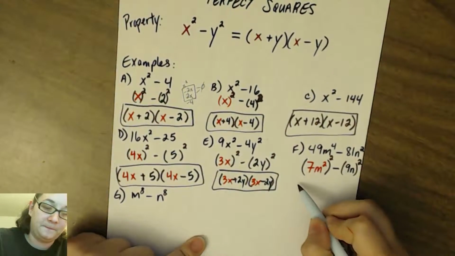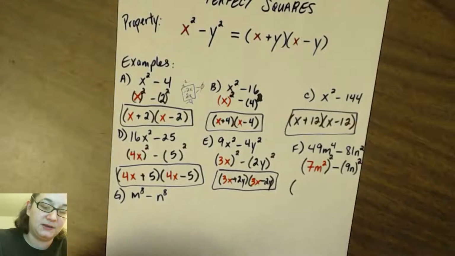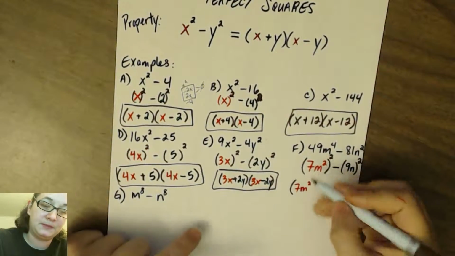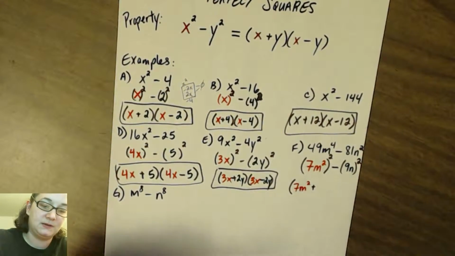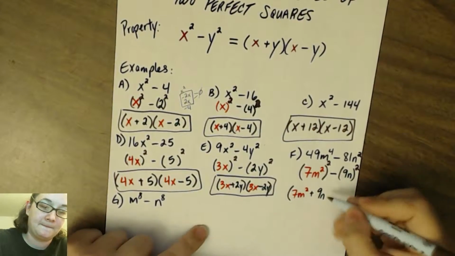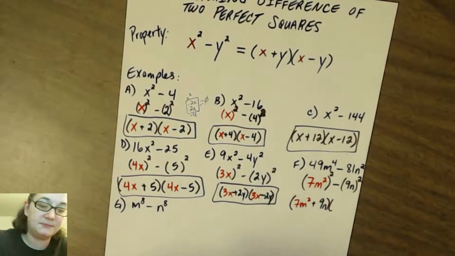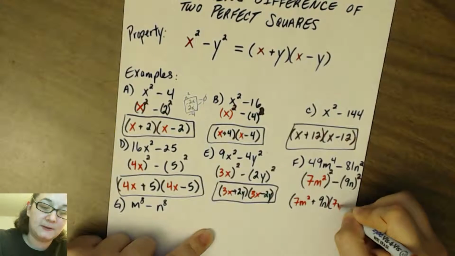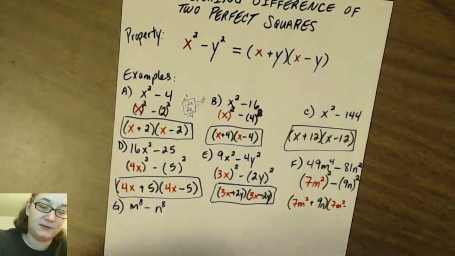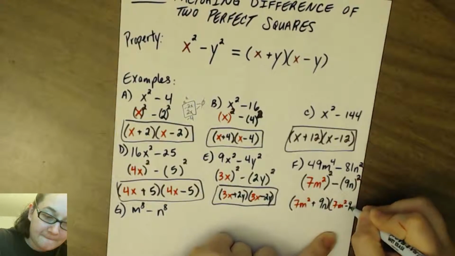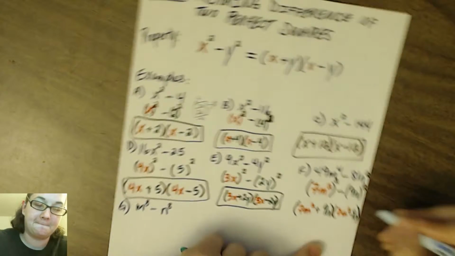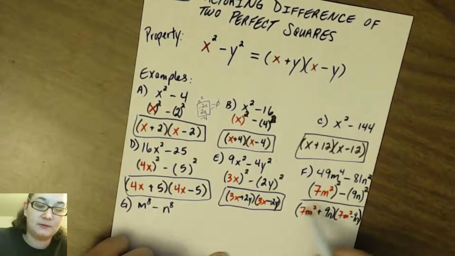So then my answer would be 7m squared plus the 9n, and then 7m squared minus 9n, if I could fit it. Yay. And that would be my answer.